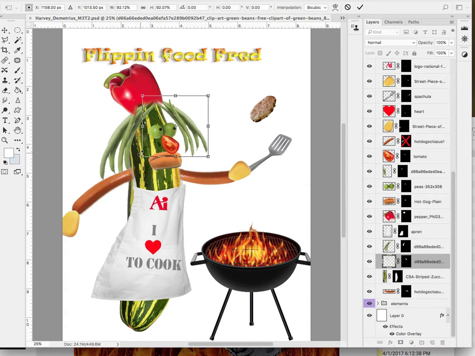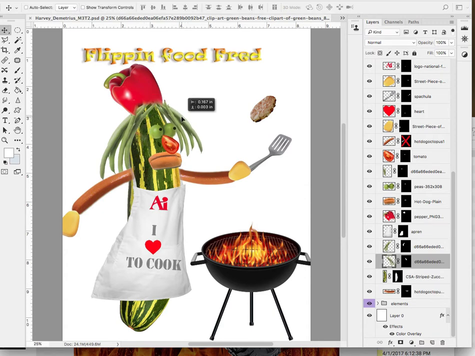You can try using the perspective transformation tool though, but scale works too. So just a few little things like that really make a difference.